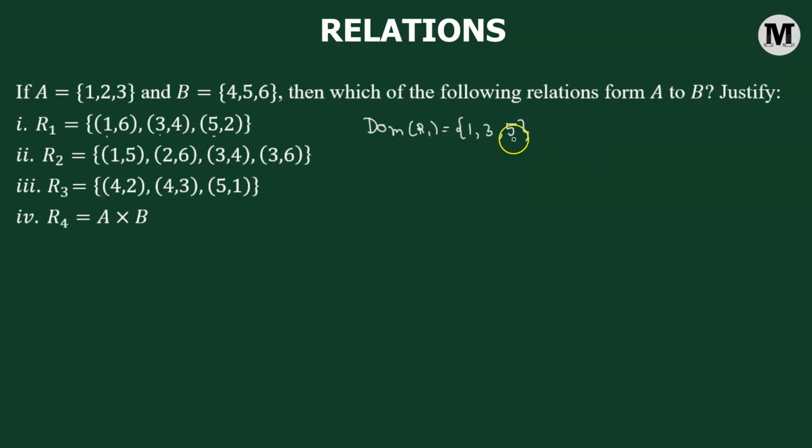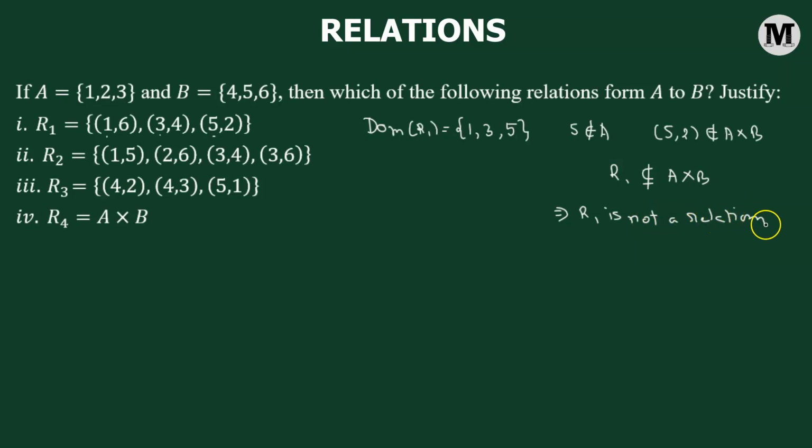Now, here we see that except for elements 1 and 3, 5 is an element which does not belong to the set A. Since 5 does not belong to the set A, this immediately tells us that if we take the Cartesian product of A and B, then (5, 2) is not going to belong to that Cartesian product, which means that R1 is not going to be a subset of the Cartesian product of A and B. It's not a subset, and since it's not a subset, we can immediately say that R1 is not a relation. This is simply not a relation from A to B.